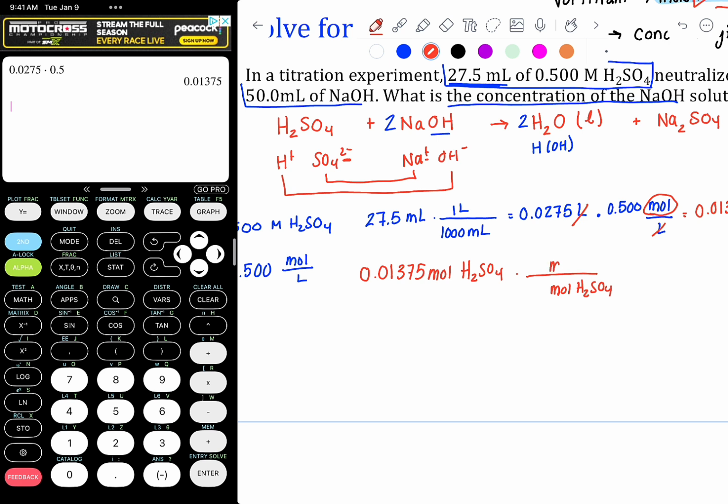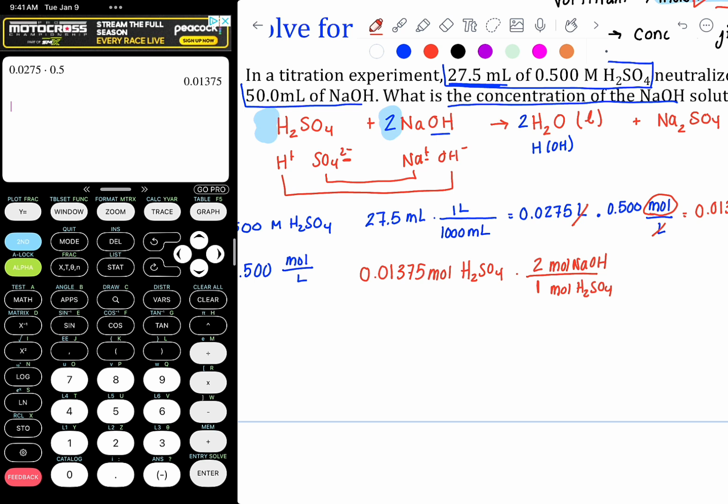And we want to be left with moles of NaOH on the top. Now we just look to our balanced chemical equation. We see that the coefficient out in front of H2SO4 is 1, so that gives us a 1 down here. And we see that the coefficient out in front of NaOH is 2, so that gives us a 2 there. So we properly use our mole to mole ratio.